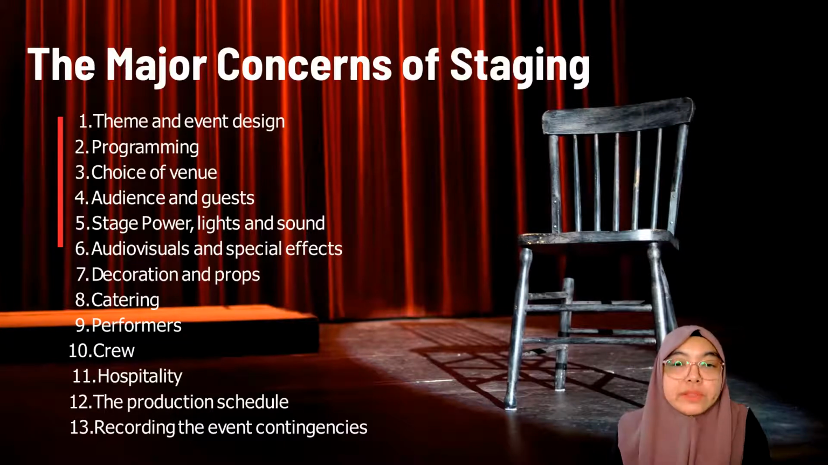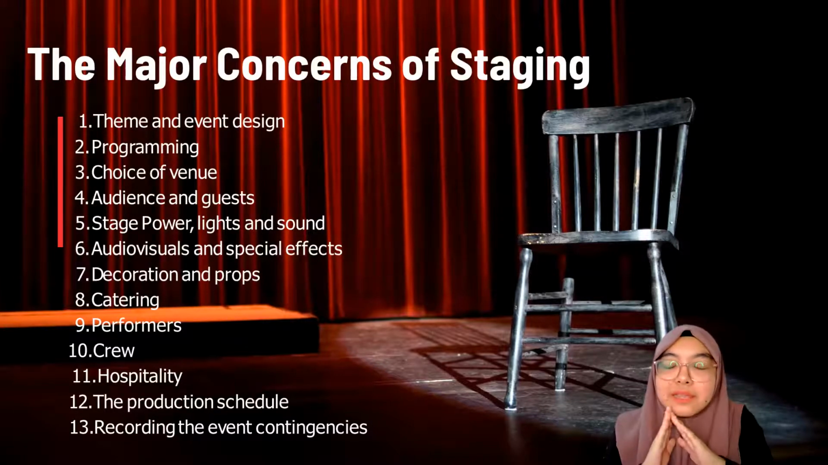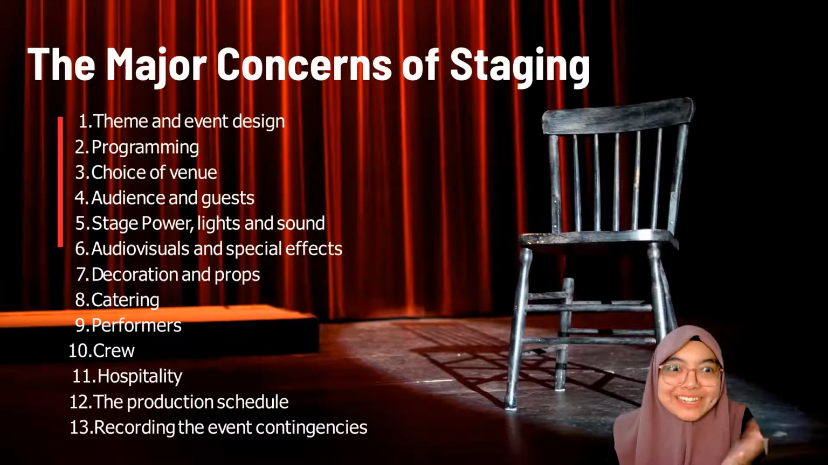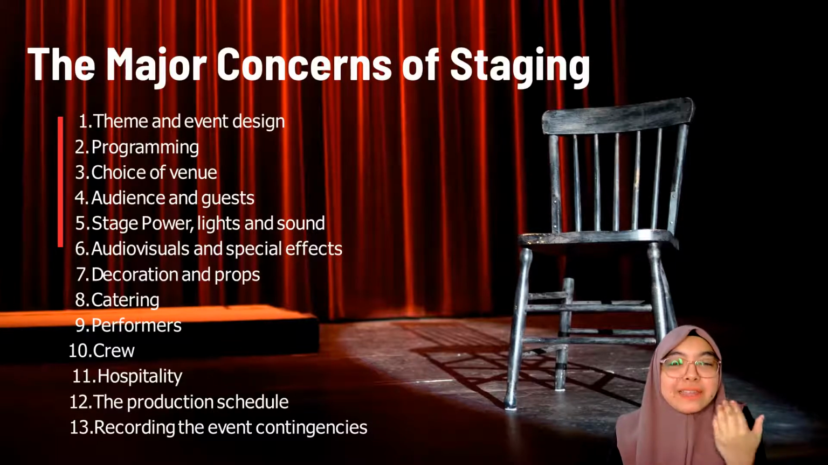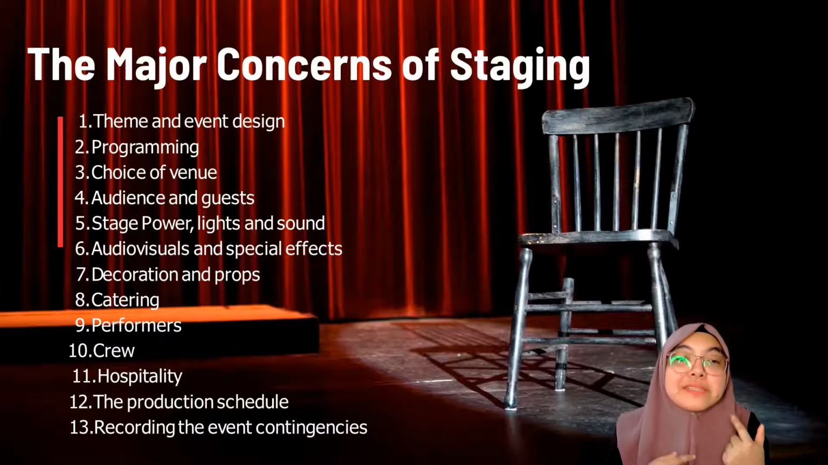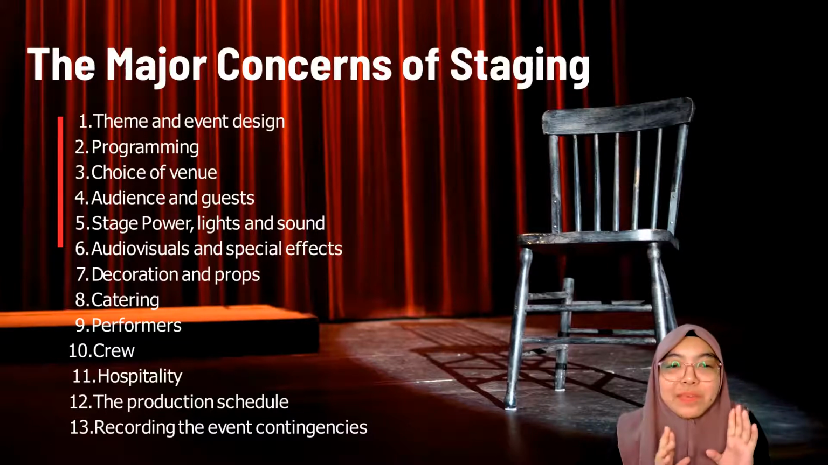Later we are going to discuss decoration and props. Basically, decoration and props help a lot for the event. Number 8, catering, yum yum, food. Of course, everyone loves food, so catering is also important. Then number 9, performers. Number 10, the production crew, the crew backstage, behind the stage. And then we have hospitality, the production schedule, and also recording the event and contingencies.